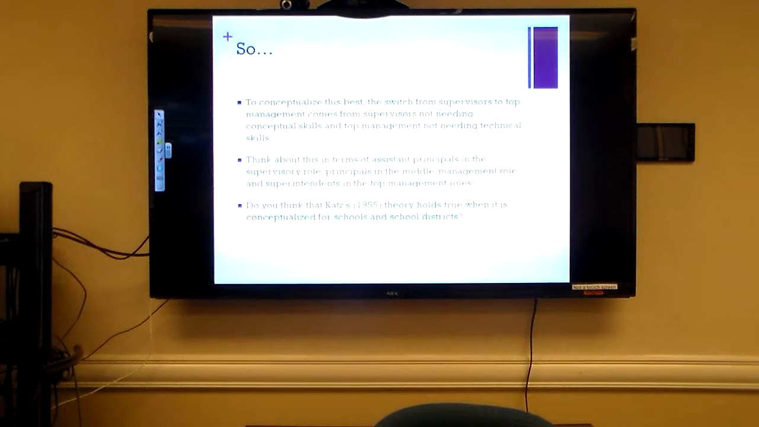When you're thinking about this from an administrative perspective, try to think about it in the fact that as you move up the ranks, the superintendents in a true superintendency role would actually leave some of their technical power and leave it in the hands of the building principal, who would be caught in the middle because they're in the middle management role.